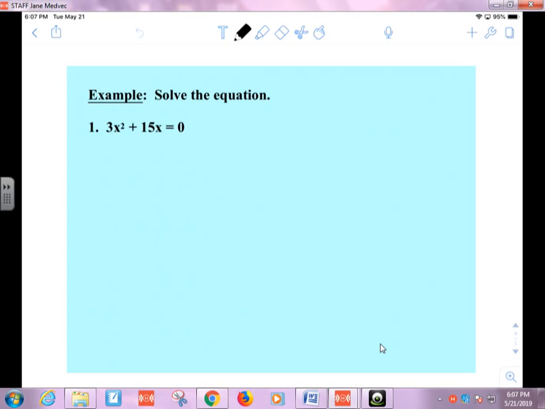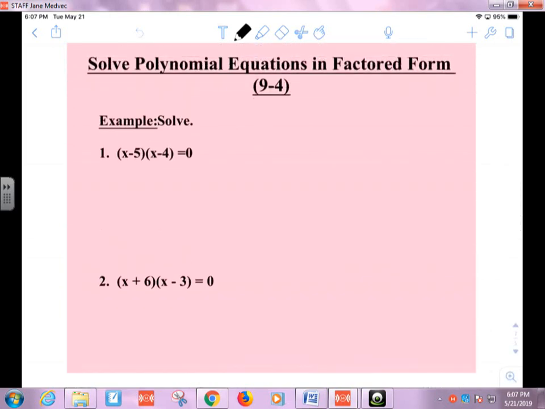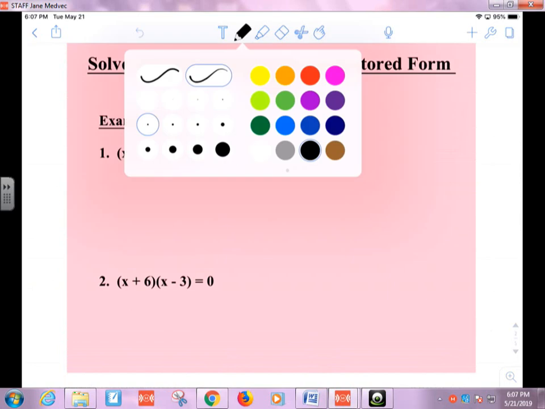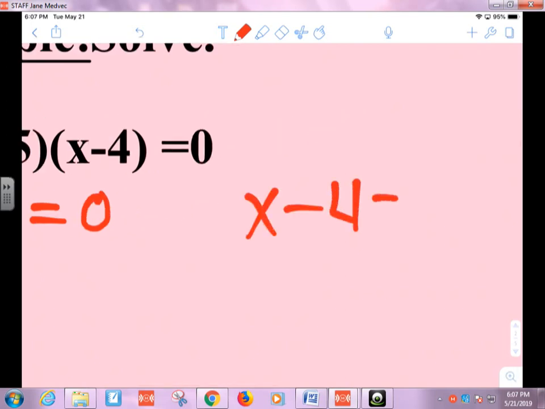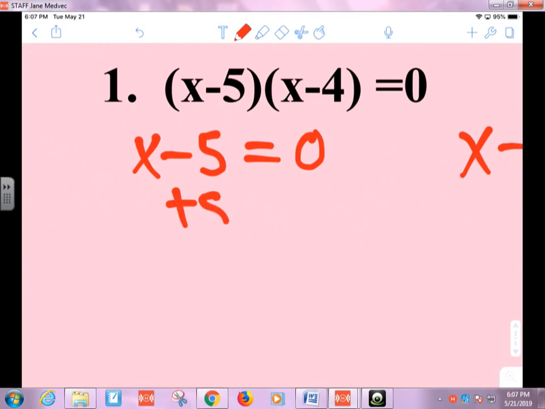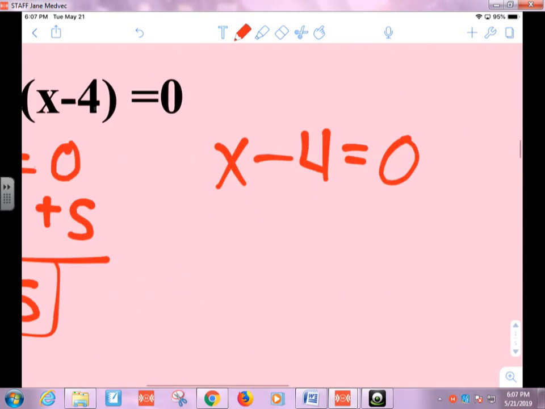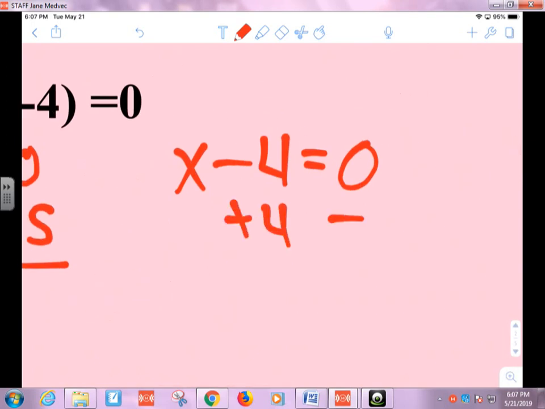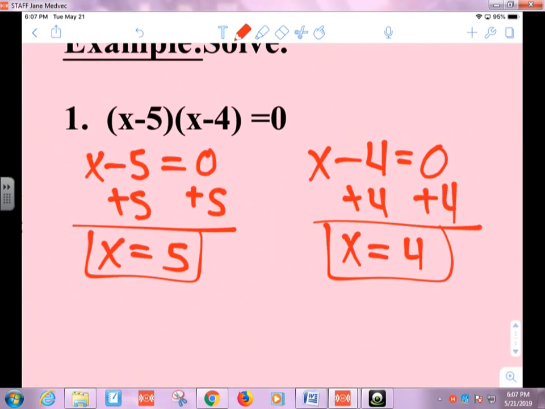What we're going to be working on today is part 3 of section 9.4. In the past, we solved some of these equations. For example, the other day we took these and did x minus 5 equals 0, x minus 4 equals 0. We added 5 and ended up with x equals 5. On this one, we added 4, and we had x equals 4. So here are some of the things that we worked on in the past.